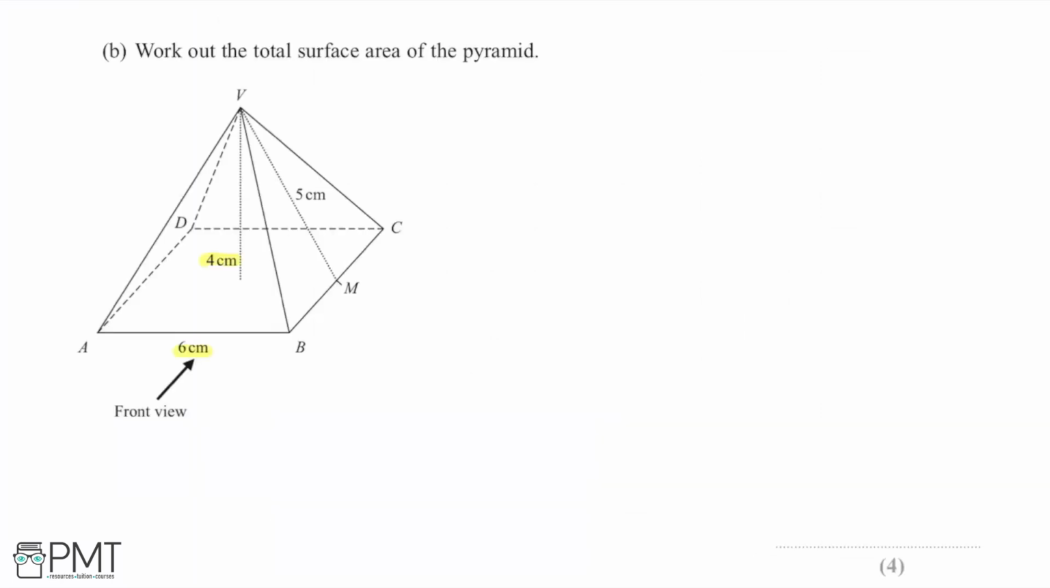And now I'm asked to work out the total surface area of the pyramid. So I can see from the diagram, this pyramid is made up of its square base, so this face which is on the bottom, and then 4 identical triangular faces, which are all going to have the same area. So the surface area here is effectively one lot of the square base, and then we're going to be adding on 4 lots of these triangular faces because there are 4 triangular faces.